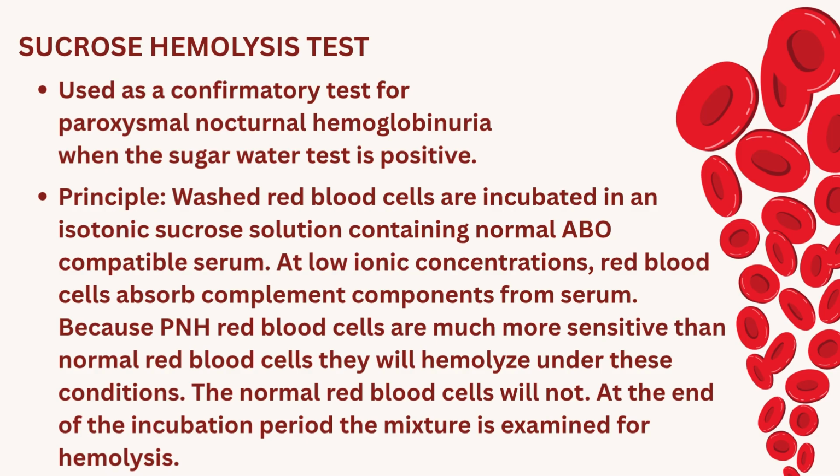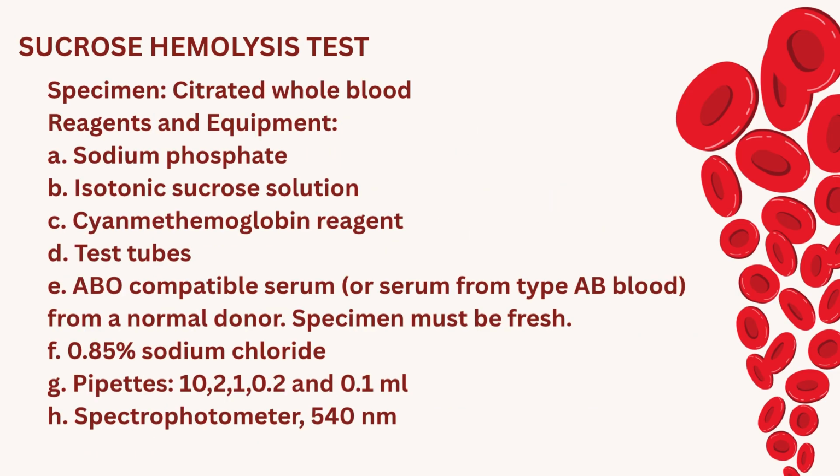Next is the sucrose hemolysis test. This is used as a confirmatory test for PNH when the sugar water screening test is positive. The principle: washed red blood cells are incubated in an isotonic sucrose solution containing normal ABO compatible serum. At low ionic concentrations, red blood cells absorb complement components from serum. Because PNH red blood cells are much more sensitive than normal red blood cells, they will hemolyze under these conditions. The normal red blood cells will not. At the end of the incubation period, the mixture is examined for hemolysis.